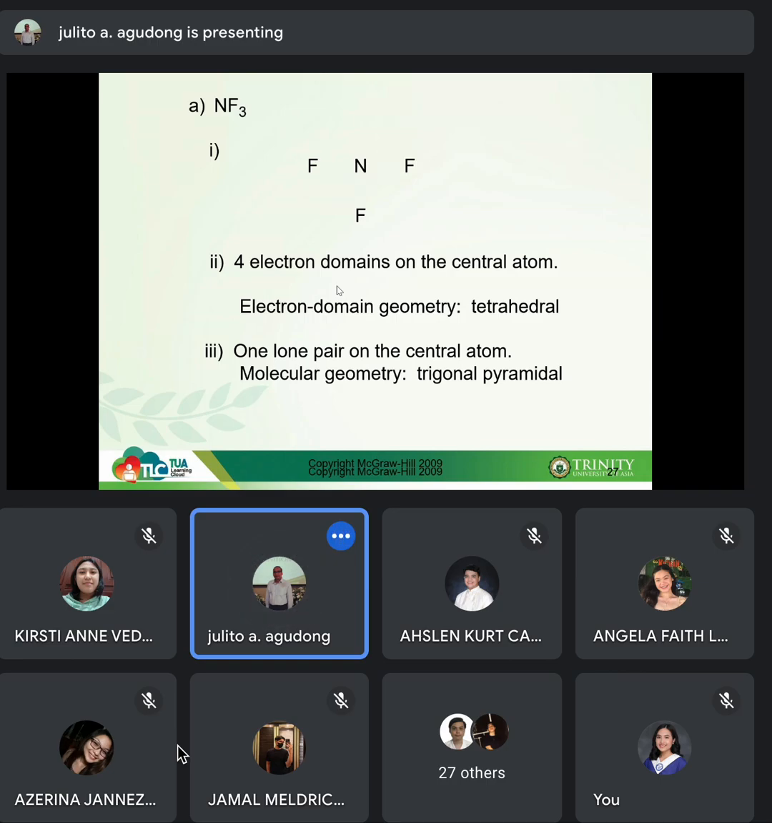Nitrogen. Before you can actually draw the correct Lewis structure of the molecule, you have to identify first your total valence electrons, right? What would be the total valence electrons in nitrogen trifluoride?